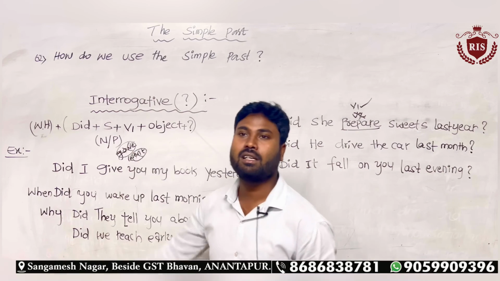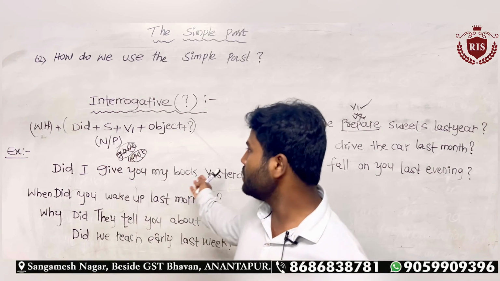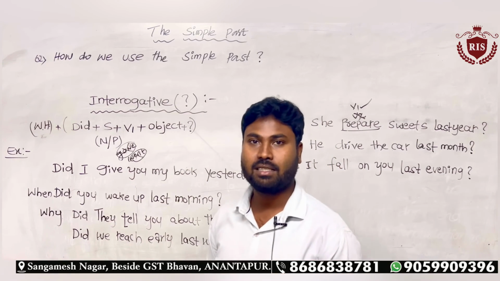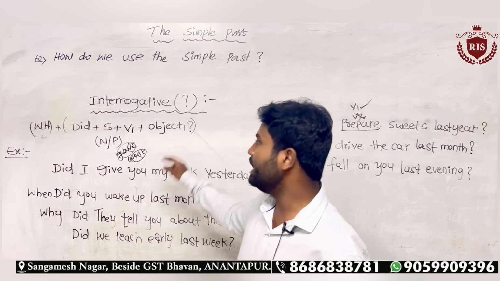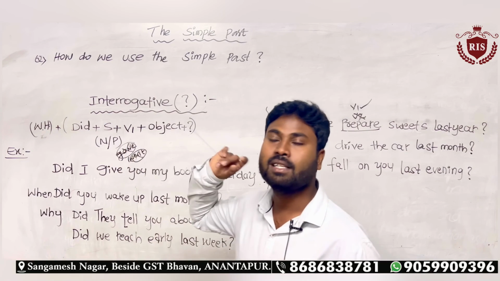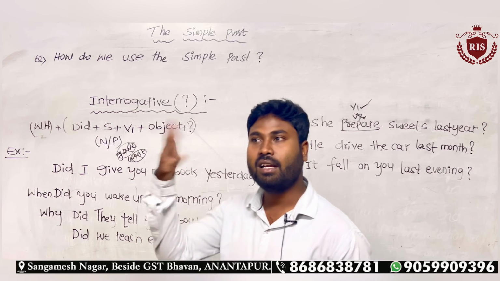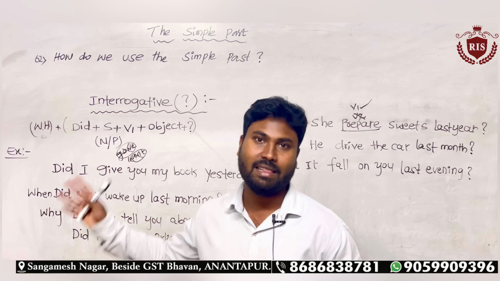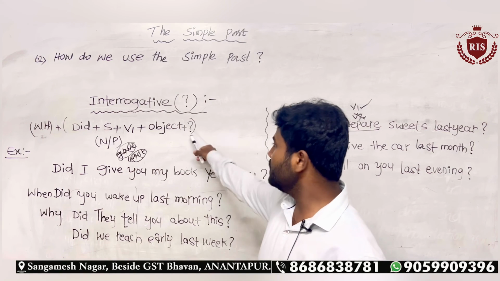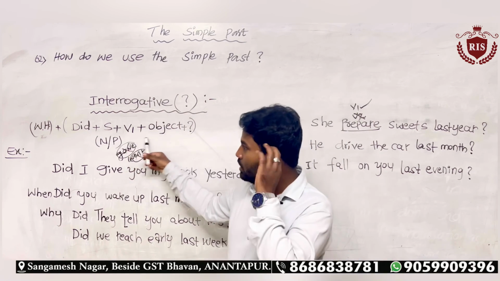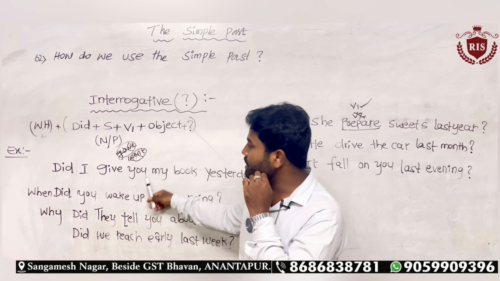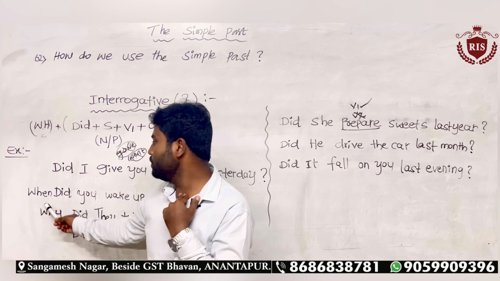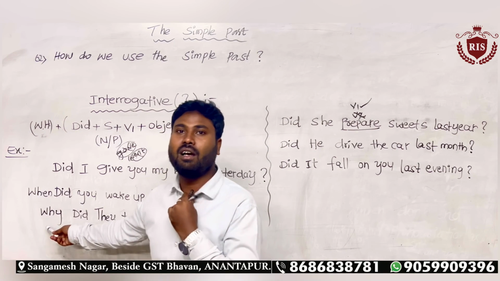Do remember this and don't make mistakes while framing the question, as well as when you deal with negative sentences. In these two cases, the negative and the interrogative, we use the infinitive form of the verb, and only in the positive case we use the simple past form of the verb in the simple past. Okay, this is the formula. Look at this formula, and these are the examples. If you want to use the WH word, we have to use it before the auxiliary that we have already taken here.